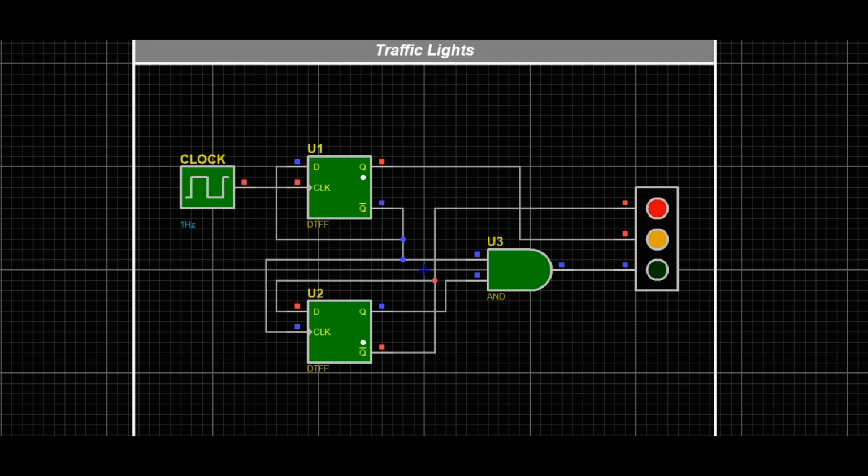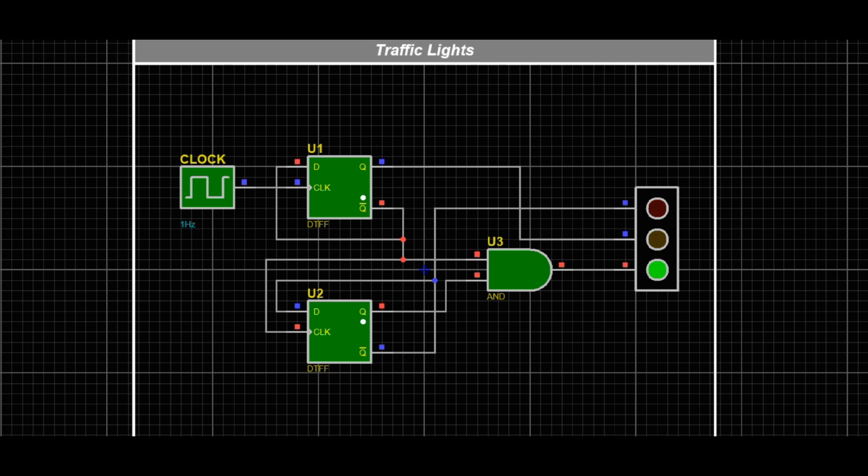Traffic light system using D flip-flop and AND gate. Hi friends, today we are going to learn about a simple traffic light system using D flip-flops, an AND gate, and a clock signal. This system controls 3 lights, red, yellow, and green, and follows a fixed sequence to simulate a basic traffic light. What is a D flip-flop?